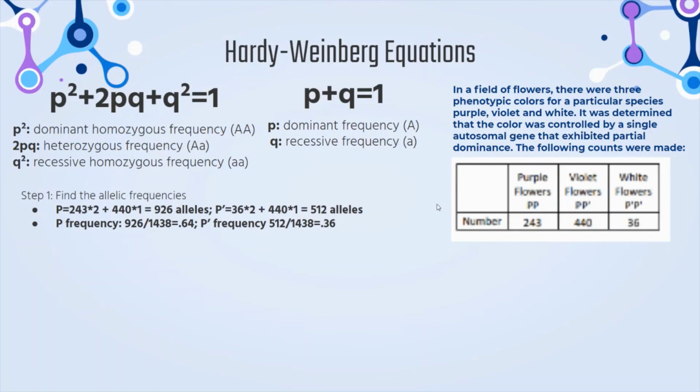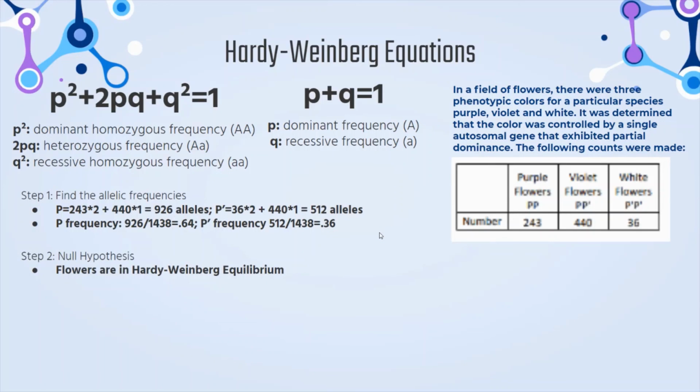The first step is to find the allelic frequencies. In order to find p, we will multiply 243 times 2, and we will add 440. We multiply 243 times 2 because that is homozygous capital P, whereas we only add 1 times 440 because heterozygous violet flowers will only have 1 P. On the other hand, for P prime, we will multiply 36 times 2 and add 440 to get a total of 512 alleles. In order to find the frequency, we'll divide that by the total number of alleles available, which is 1,438, and we will get a P frequency of 0.64 and a P prime frequency of 0.36.